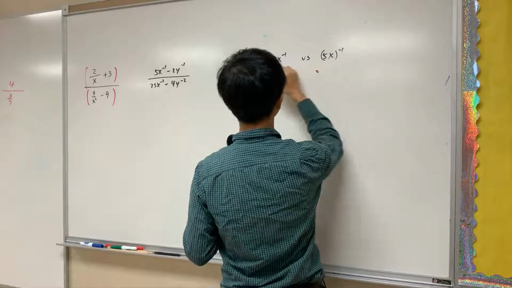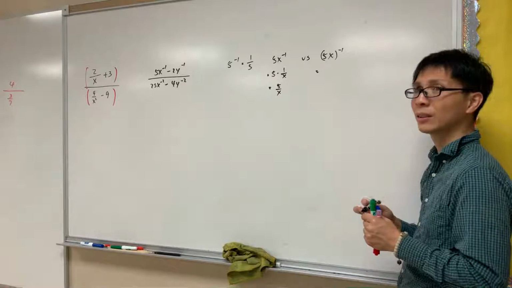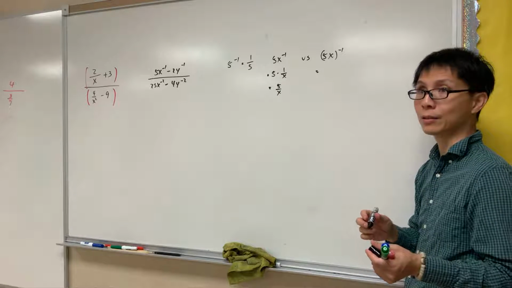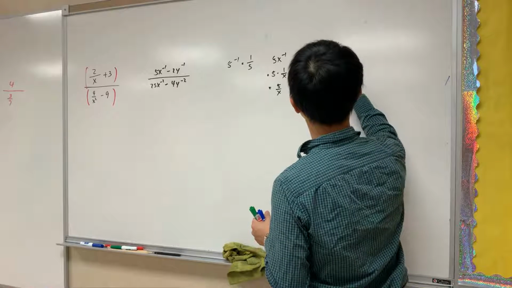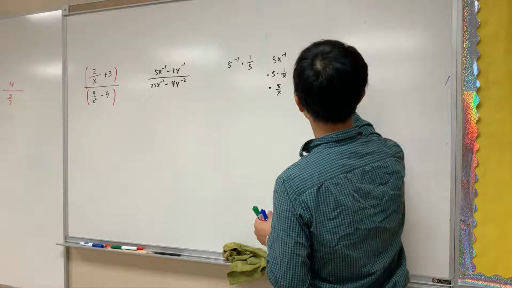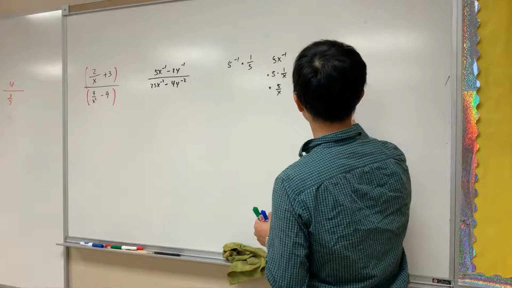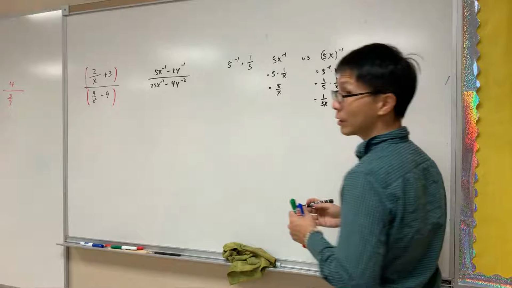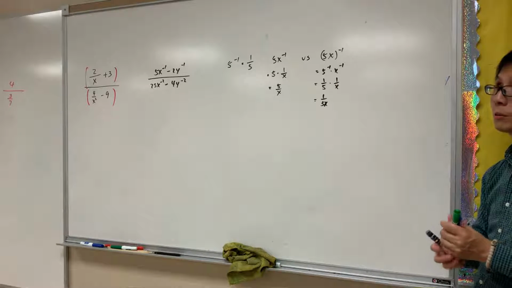But this one is different, right? What is this one? 1 over 5x. Why is that? Because that negative 1 goes inside, and that's equal to 1 over 5 times 1 over x. So that's equal to 1 over 5x, because the whole thing goes to the negative 1 power. You have to be careful with that exponential rule.